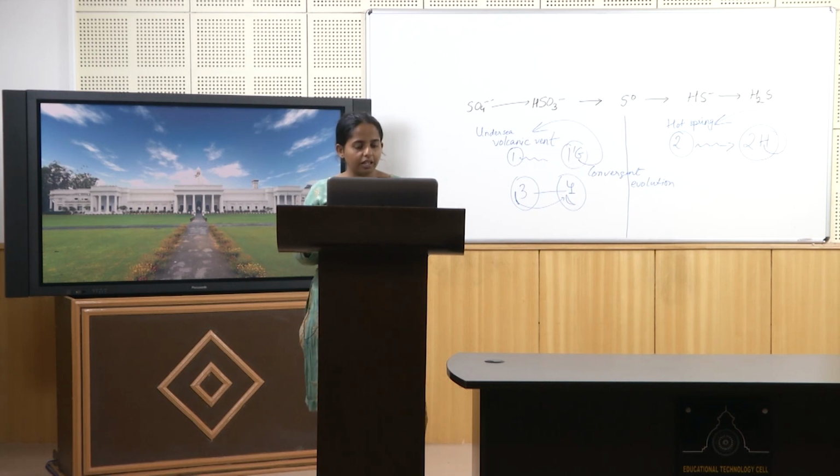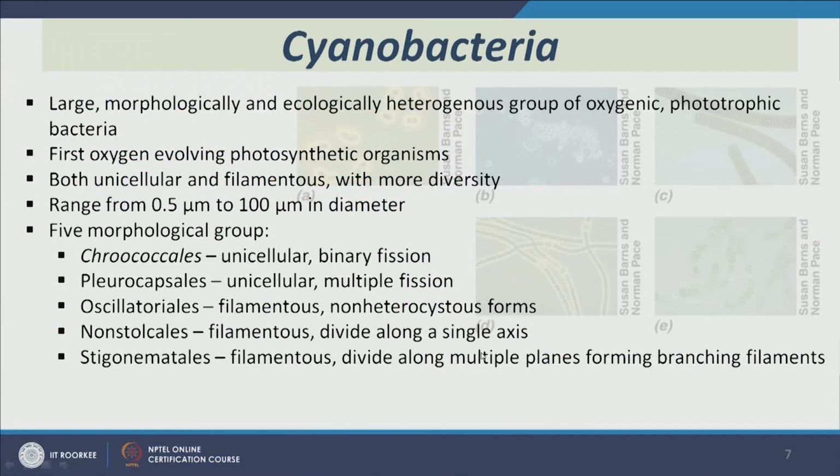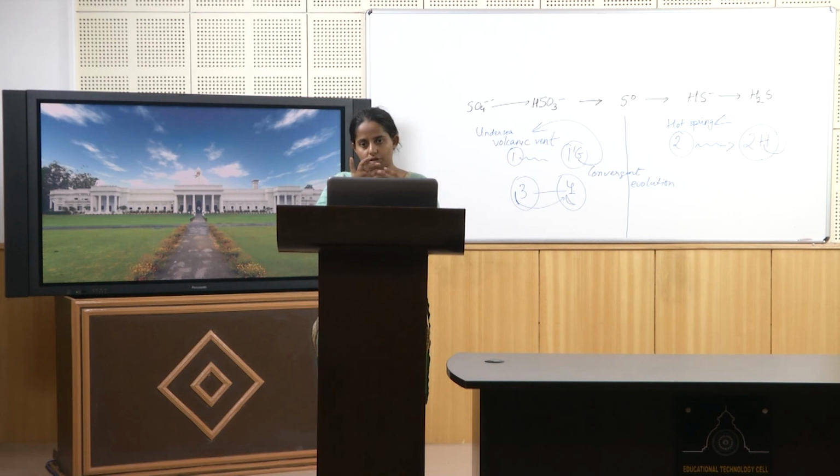Then we have nostocales, they are again filamentous and they divide along a single axis, so you can expect long filaments only in one direction. And then the fifth one are filamentous and they divide along multiple planes, so we get a branch, a tree structure, where they not only branch into one direction but into multiple directions, and each of these branches will have multiple branches, so it makes a very beautiful web.